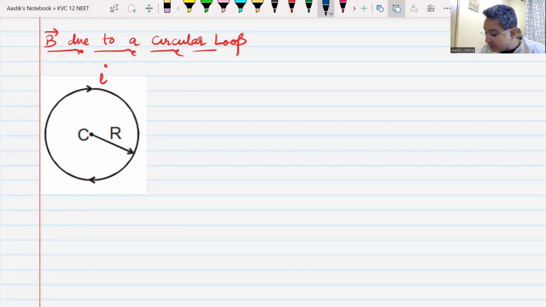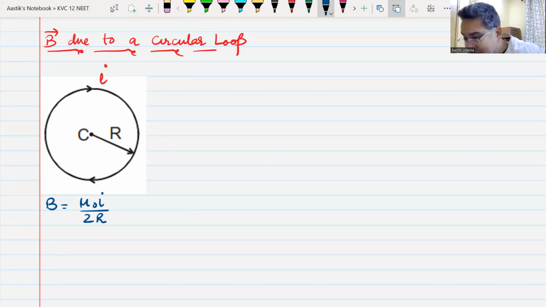Remember the formula for this loop. Magnetic field at the center of the loop, my dear friends, is mu naught I by 2R. Mu naught I by 2R. That is the magnitude. And how do you find the direction for the circular loop?